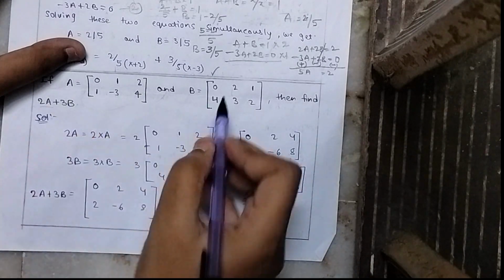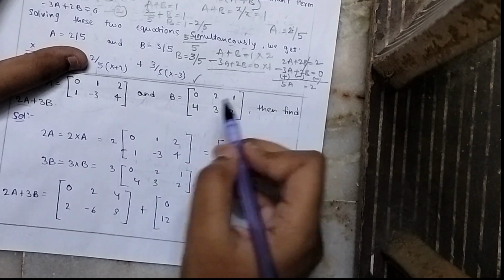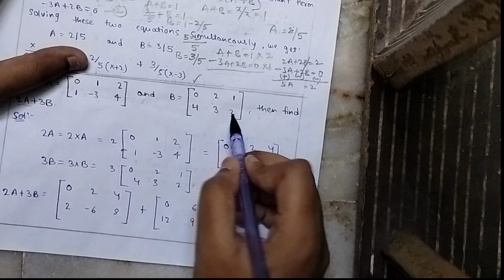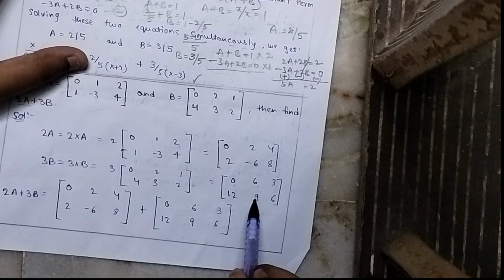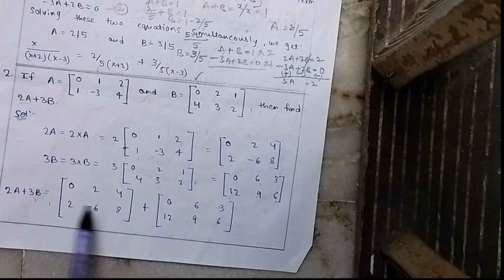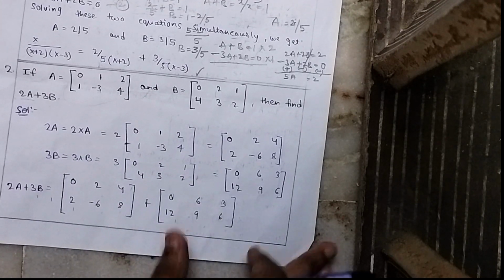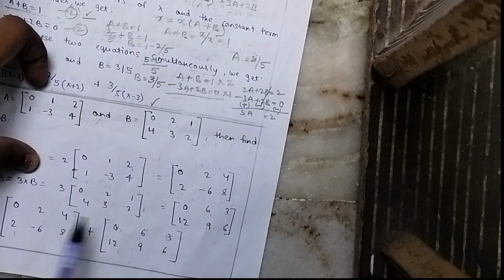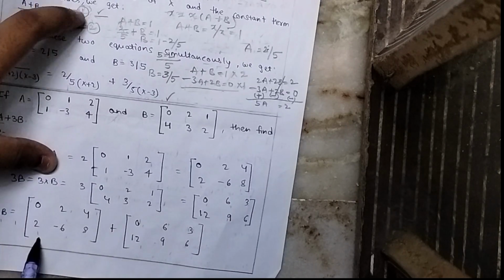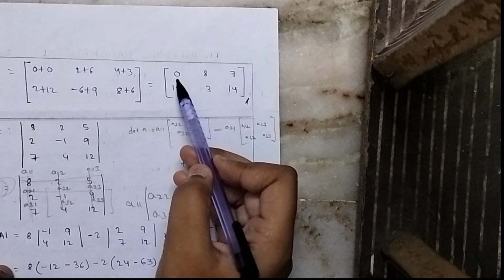Now multiplying the B matrix with 3, 3 into B, that means 3 into 0, 3 into 2, 3 into 1, 3 into 4, 3 into 3, 3 into 2. That equals 0 6 3, 12 9 6. Now adding 2A plus 3B. So now 0 2 4, 2 minus 6 8, and 0 6 3, 12 9 6. So by adding, we get 0 plus 0, 2 plus 6, 4 plus 3, 2 plus 12, minus 6 plus 9, 8 plus 6. So the value is 0 8 7, 14 3 14.